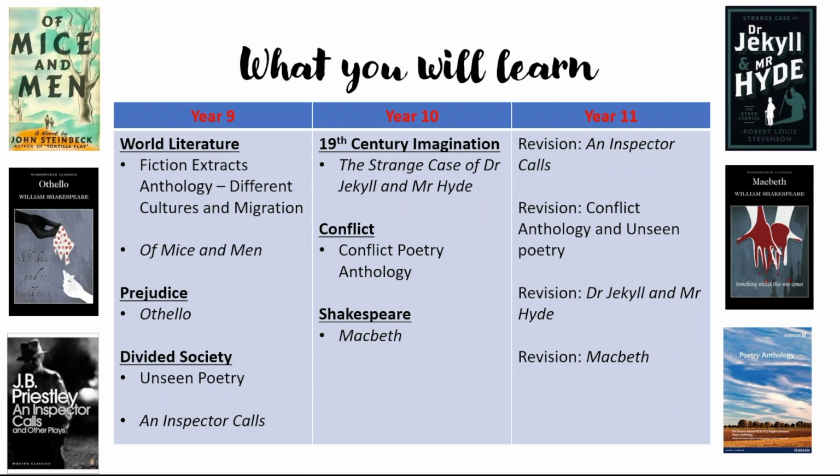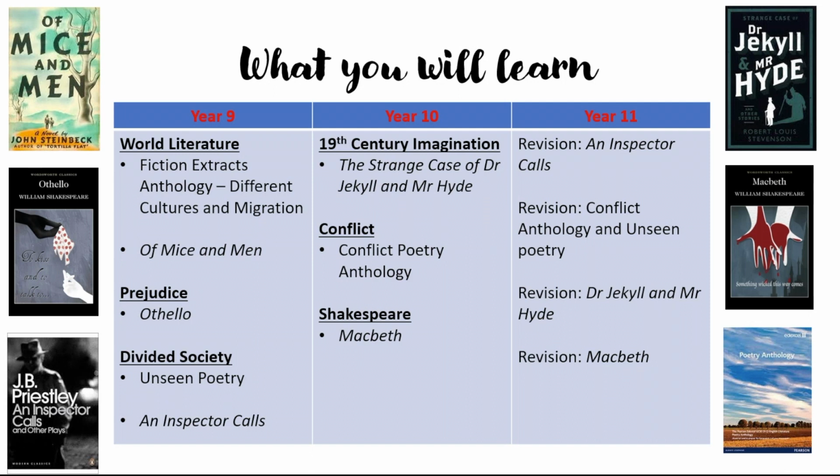So for literature, when you're looking at world literature, you will have lots of fiction extracts, but you'll also look at Of Mice and Men. When you look at the prejudice theme, you will look at the Shakespeare text Othello. And when we look at divided society, you'll look at some unseen poetry and An Inspector Calls, which is a play. In year 10, when we're looking at the 19th century imagination, you will look at the short novel, The Strange Case of Dr. Jekyll and Mr. Hyde, which is from the 19th century.